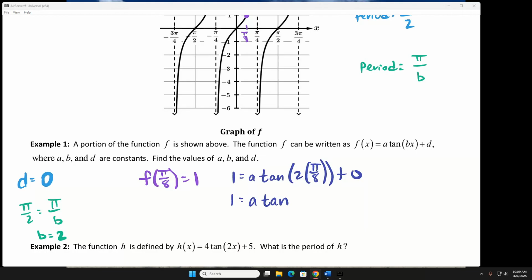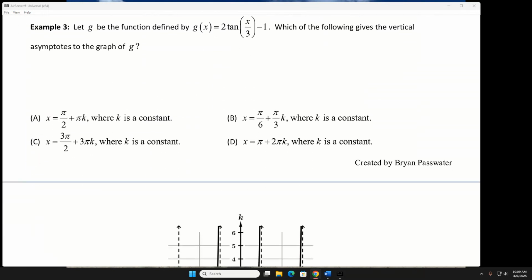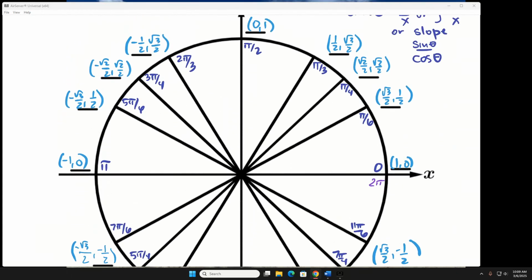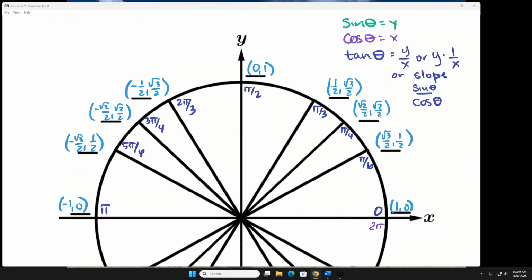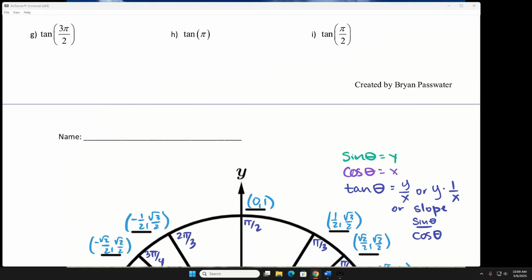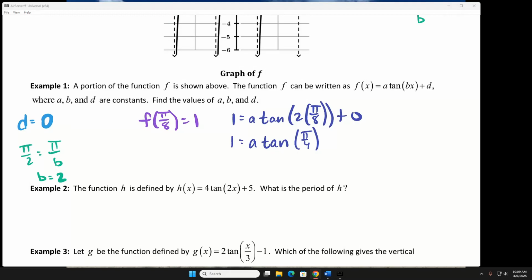All right, what do you get when you multiply 2 times pi over 8? Now pi over 4 is my favorite angle to take the tangent of because I already know that it's going to be 1, because I know that that's the slope of 1. If you don't just know it, you can take the y and divide it by the x. And what do you get when you divide something by itself? Just 1. So this ends up being a times 1, so a is just going to be 1.